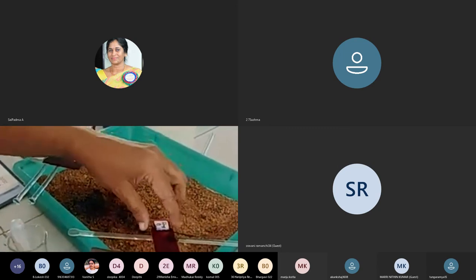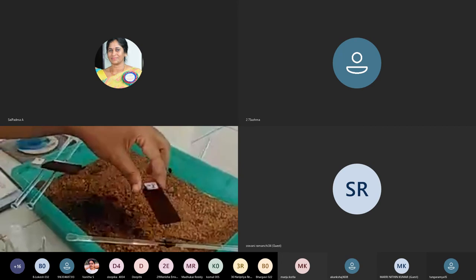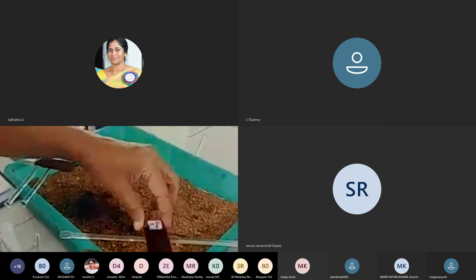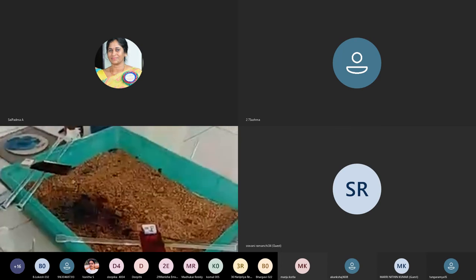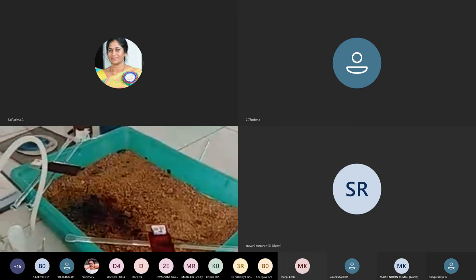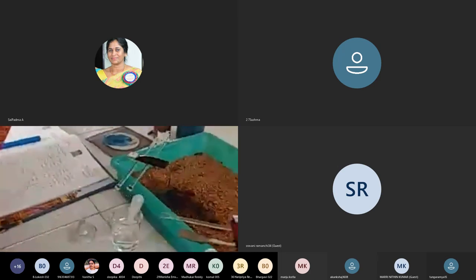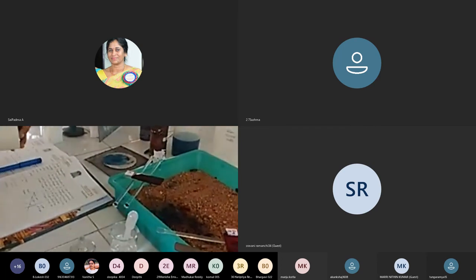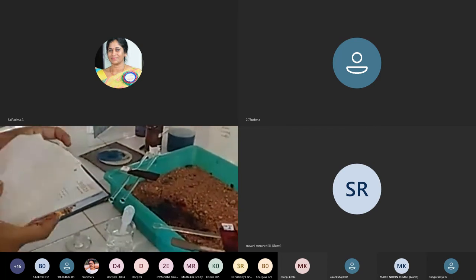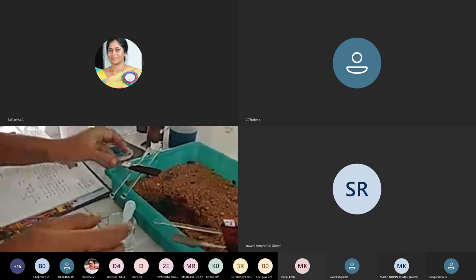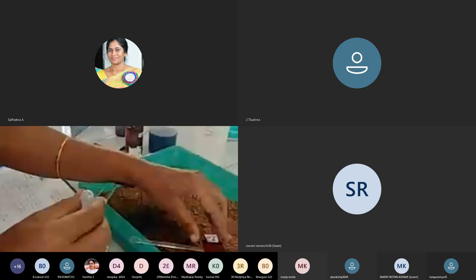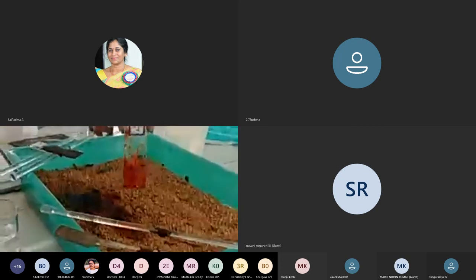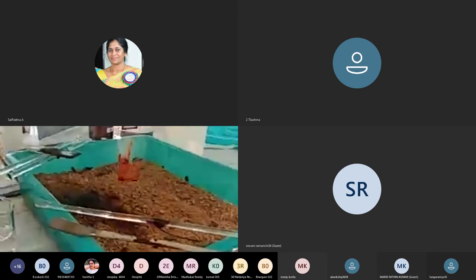A drop of mineral oil has to be kept on top of the slide and it has to be focused under the microscope. So we have added safranin. Then we will wash it with distilled water. Now let me wash it. I'll first wash the staph. Just wash it thoroughly.